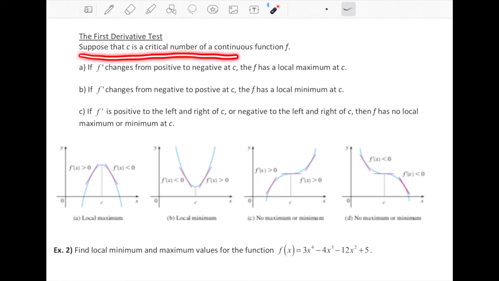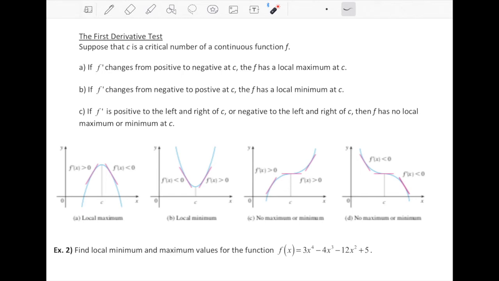Suppose we have some critical value, where the first derivative is 0 or undefined. Going back to that sign chart, if the first derivative changes from positive to negative at some point c, we're going to have a local maximum. We had to pass through 0. If our first derivative changes from negative to positive, we're going to have a local minimum. If, however, we go from positive to positive passing through a critical point, or negative to negative, we have neither a maximum nor a minimum.